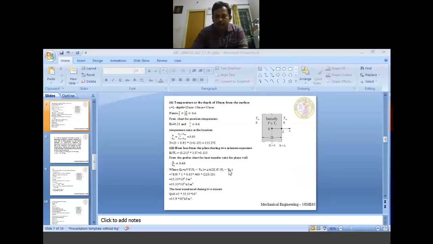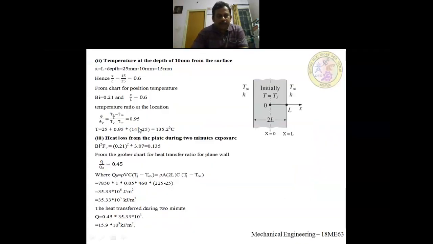Okay, so 0.95, approximately, you are going to get, and you can obtain what is the temperature. You know the formula, you just have to substitute. 0.95 times T naught minus T infinity, that is 25. You are going to get 135.2 degrees Celsius.